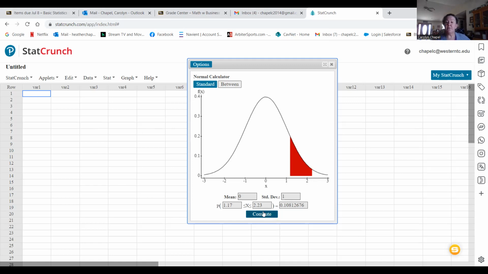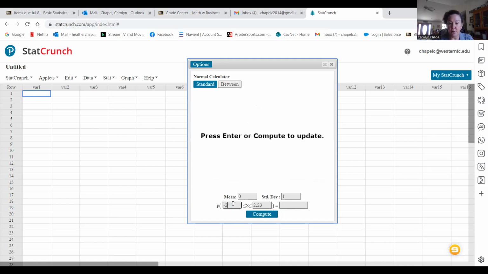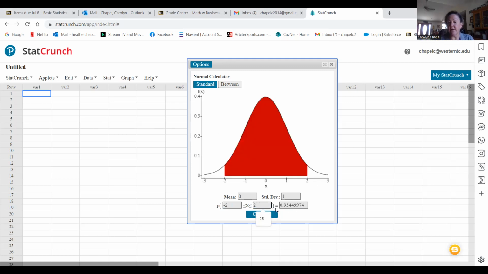Okay. If you want to see the empirical rule, if I go between -2 and just 2, there's our roughly 95%. If you go between -1 and 1, you'll get roughly 68%, and so forth.